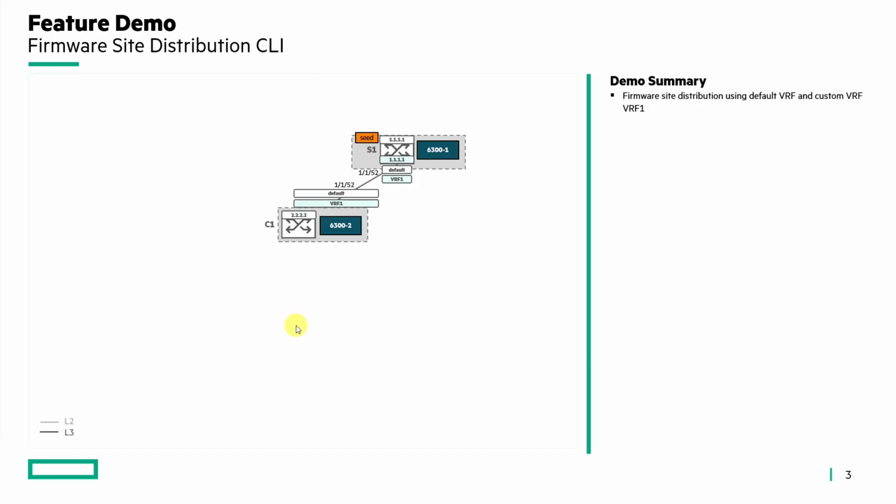Now we're going to show a simple demonstration of how this feature works. In the demo topology, we have a couple of switches: 6300-1 acting as a seed device and 6300-2 acting as a client device, pulling images from the seed device. To illustrate that we can run over both the default and a custom VRF, we've configured both in the demonstration, which you'll see, connected via routed-only ports, port 1/1/52 on either side.